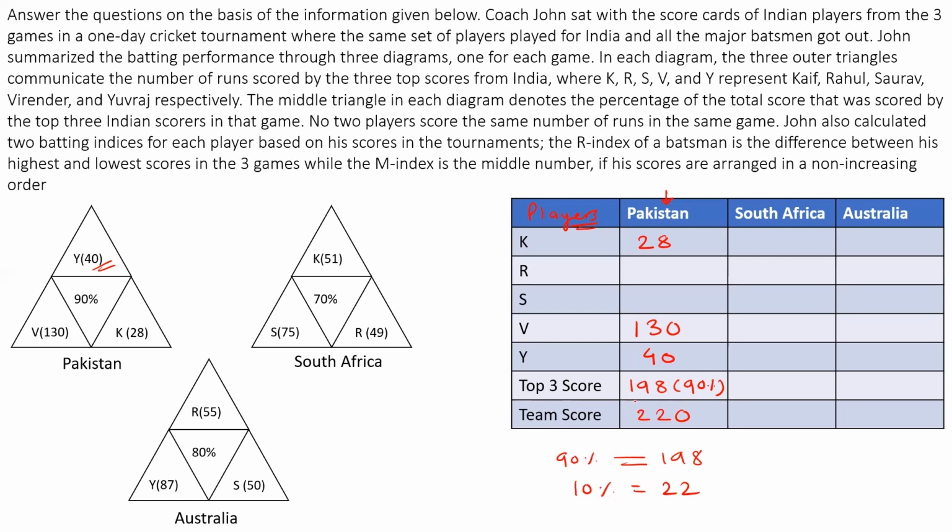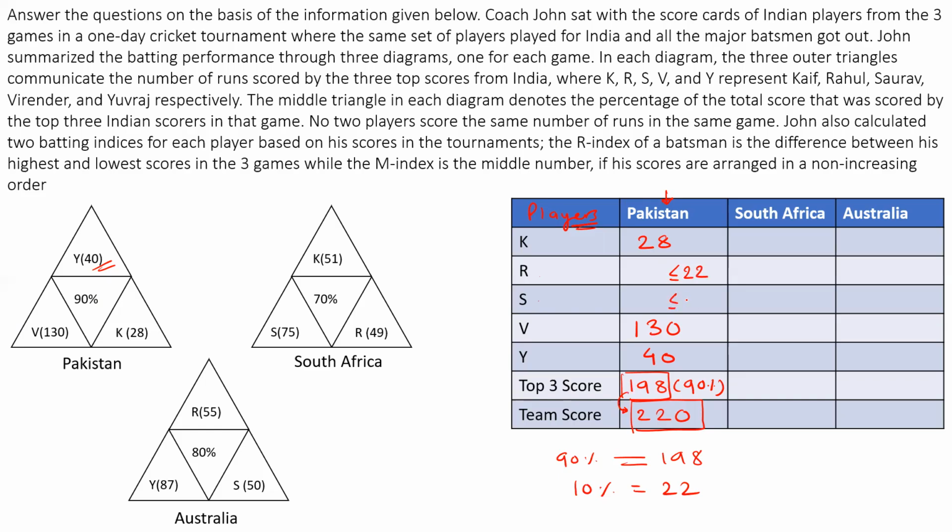Now, why is this team score important to me? See, these 3 players in total have contributed how much? They have contributed 198 runs. Obviously, I don't know about Rahul and Saurav. What is their score in the match against Pakistan? Now, I can say that the remaining 22 runs in the match were scored by batsmen other than the top 3. That means the score of Rahul in this particular match is less than or equal to 22.